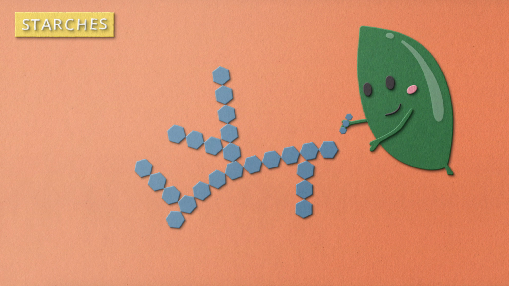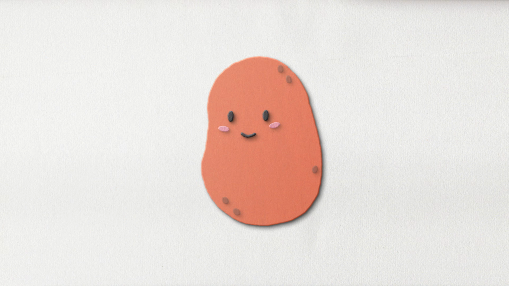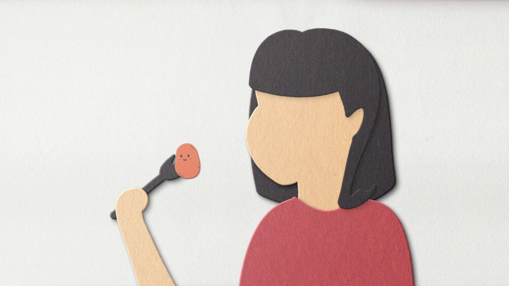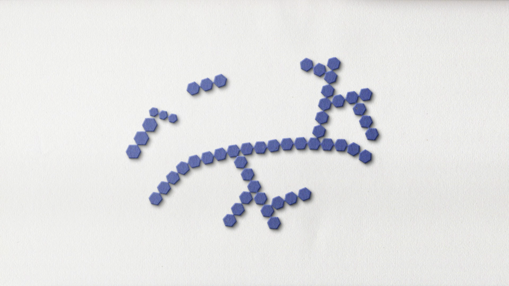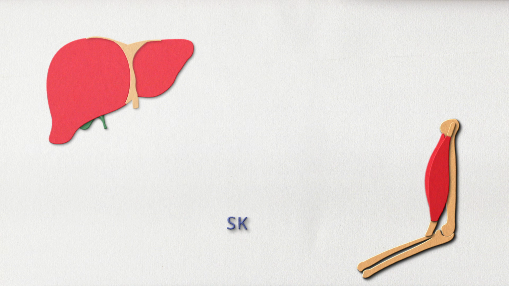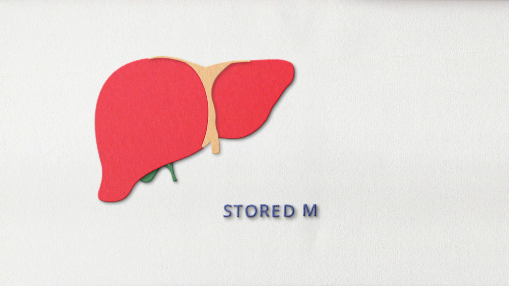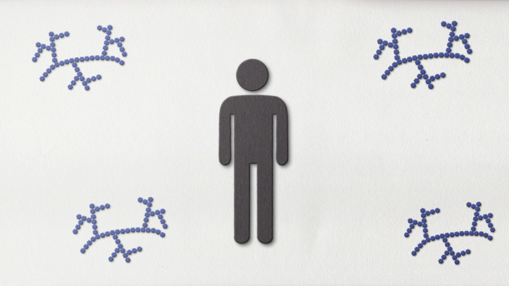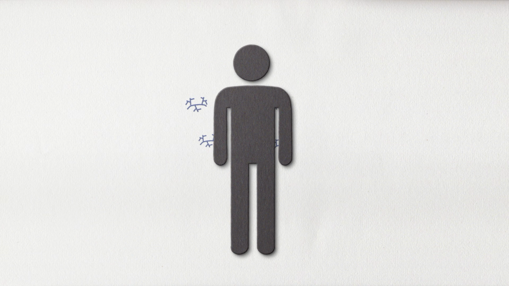Starches are made and stored by plants like potatoes and are used as sources of energy by both animals and plants. Like starch, glycogen is a multi-branch polysaccharide that serves as a storage form of glucose. Glycogen is made in skeletal muscle tissue and the liver, and is stored mainly in the liver. Long-term storage of glycogen occurs in the body as fat.